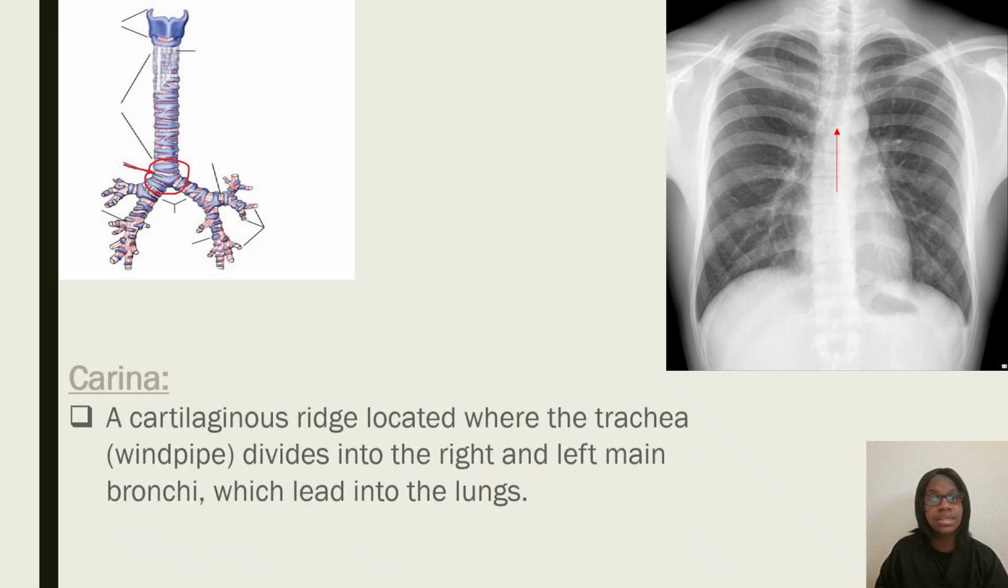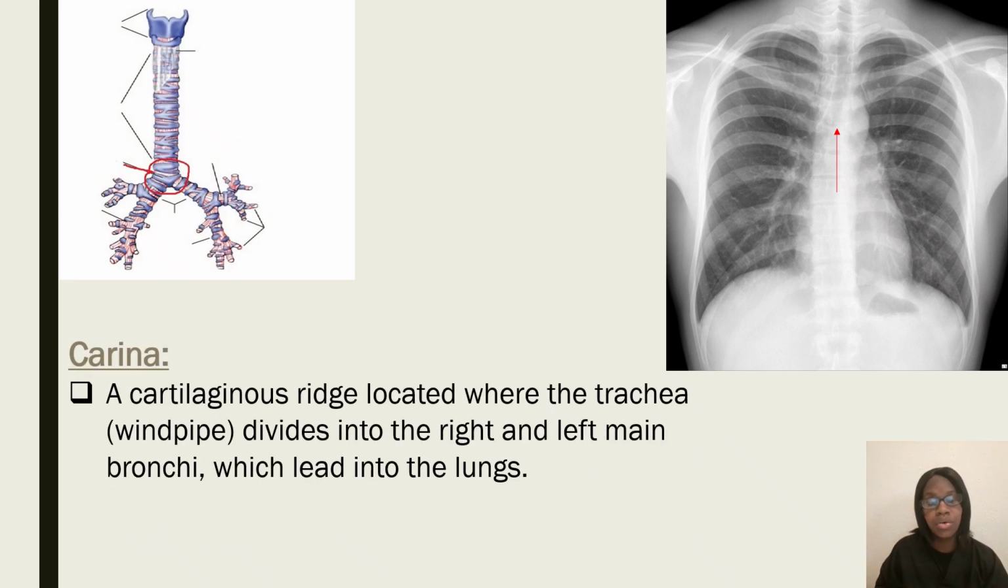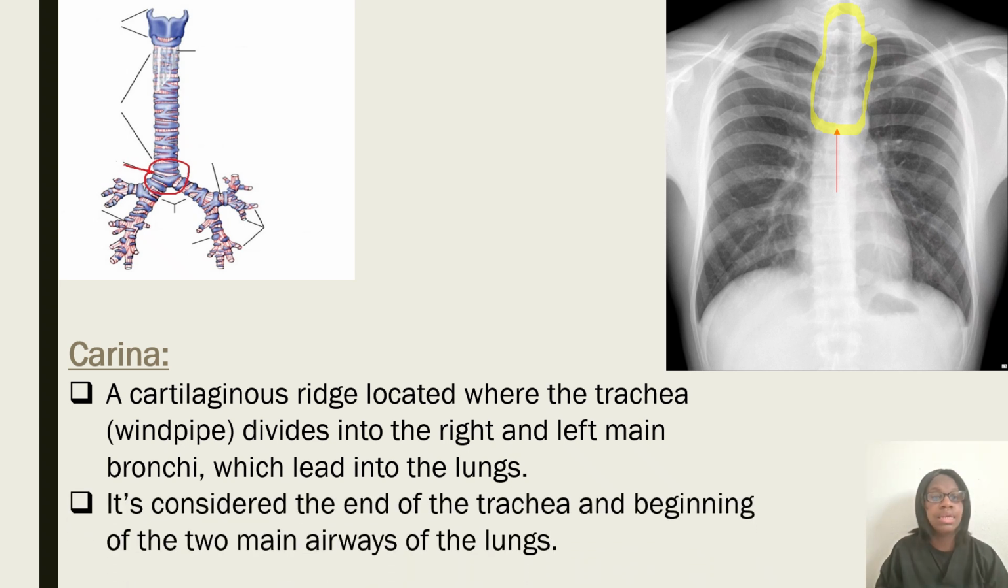Now we have our carina. This is the ridge located where the trachea, or windpipe, divides into right and left main bronchi, which lead into the lungs. So above the arrow, you will see that that's where your trachea is located. You can also see on this animation, the trachea is right above where that red circle is, that long tubing. Let me see if I can point to it. This is your trachea, which can be found right here. And it is considered the end of the trachea. That's what the carina is. It's the end of the trachea and the beginning of the two main airways of the lungs.